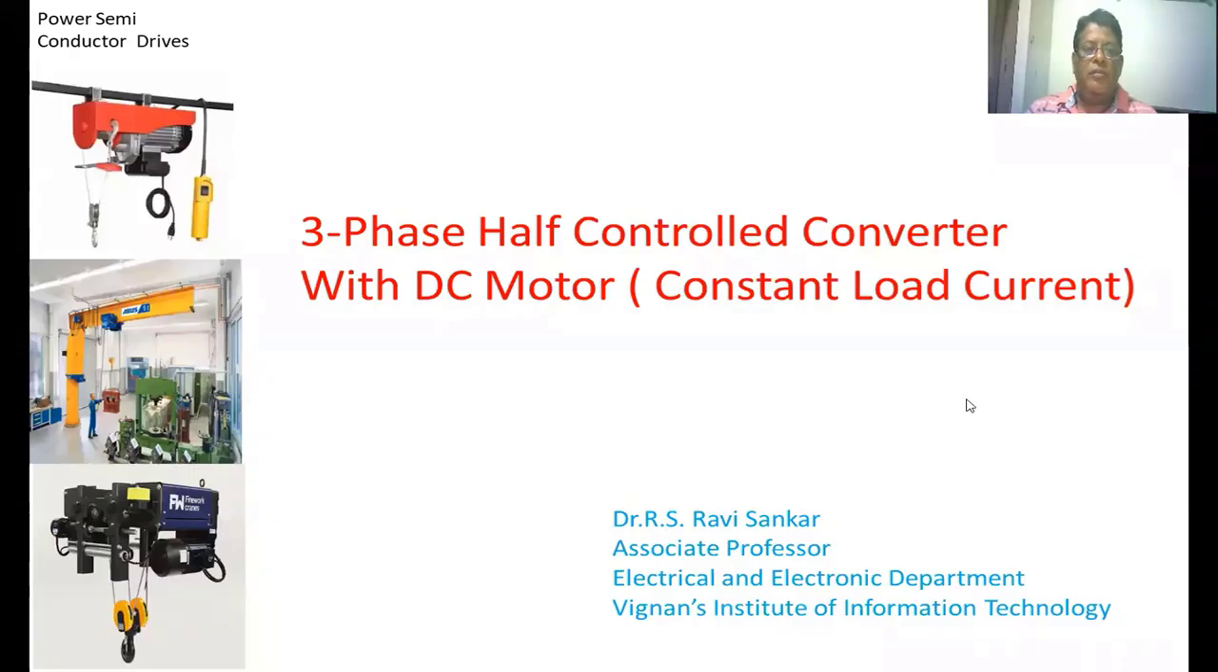Welcome back to the class on power semiconductor devices. In this class, we are going to discuss the three-phase half-controlled converter with a DC motor load, by taking the firing angle greater than 30 degrees. This firing angle alpha is equal to 90 degrees.